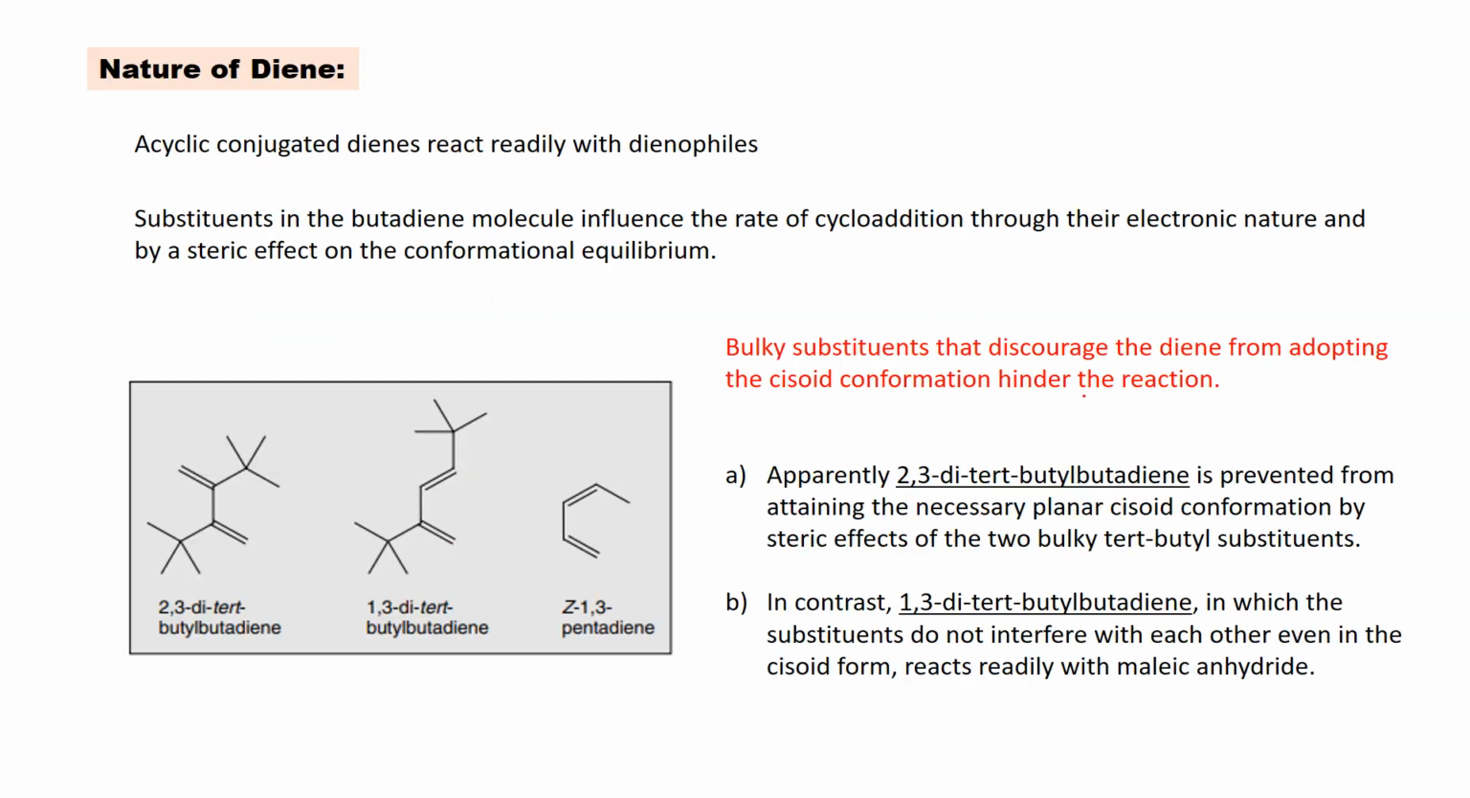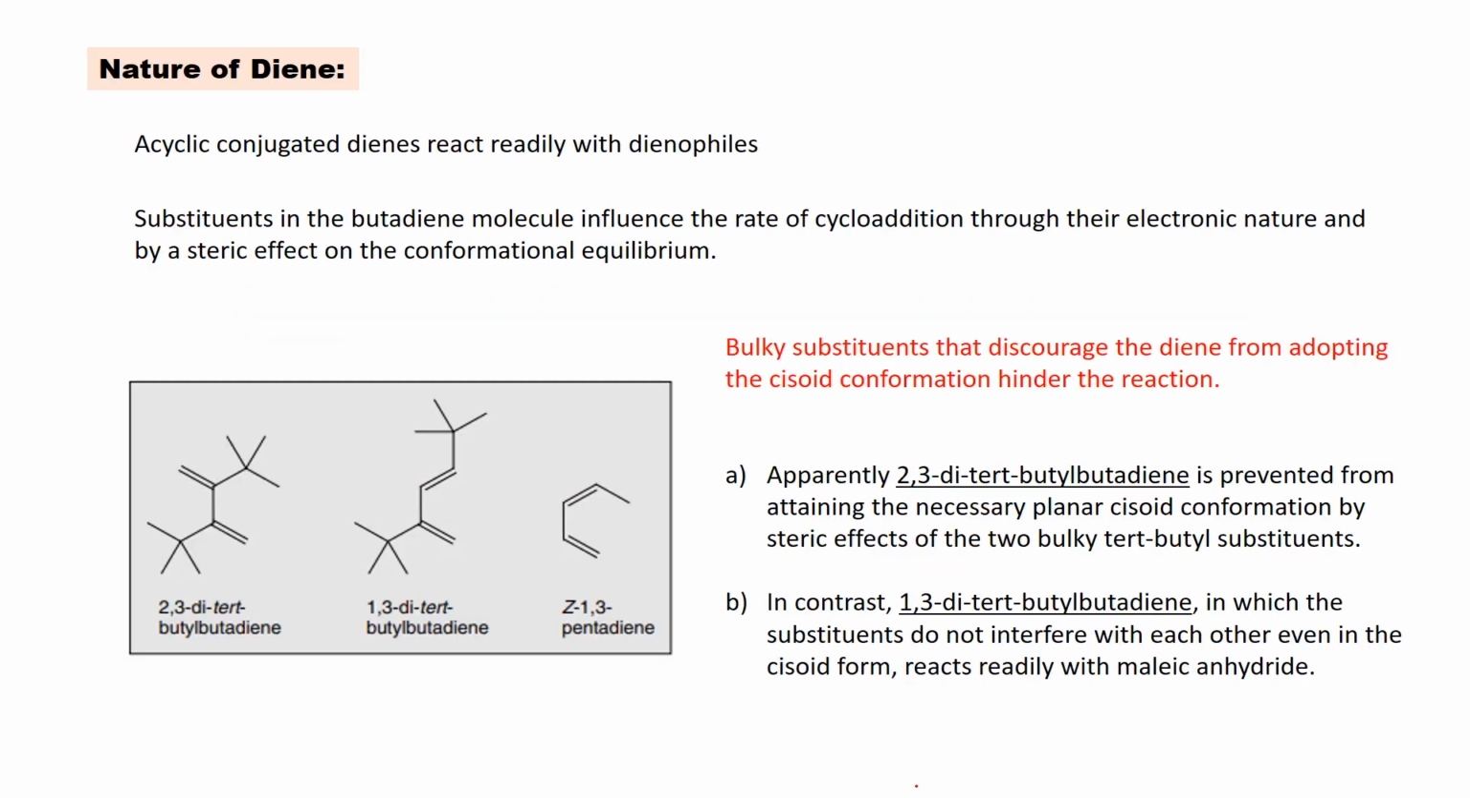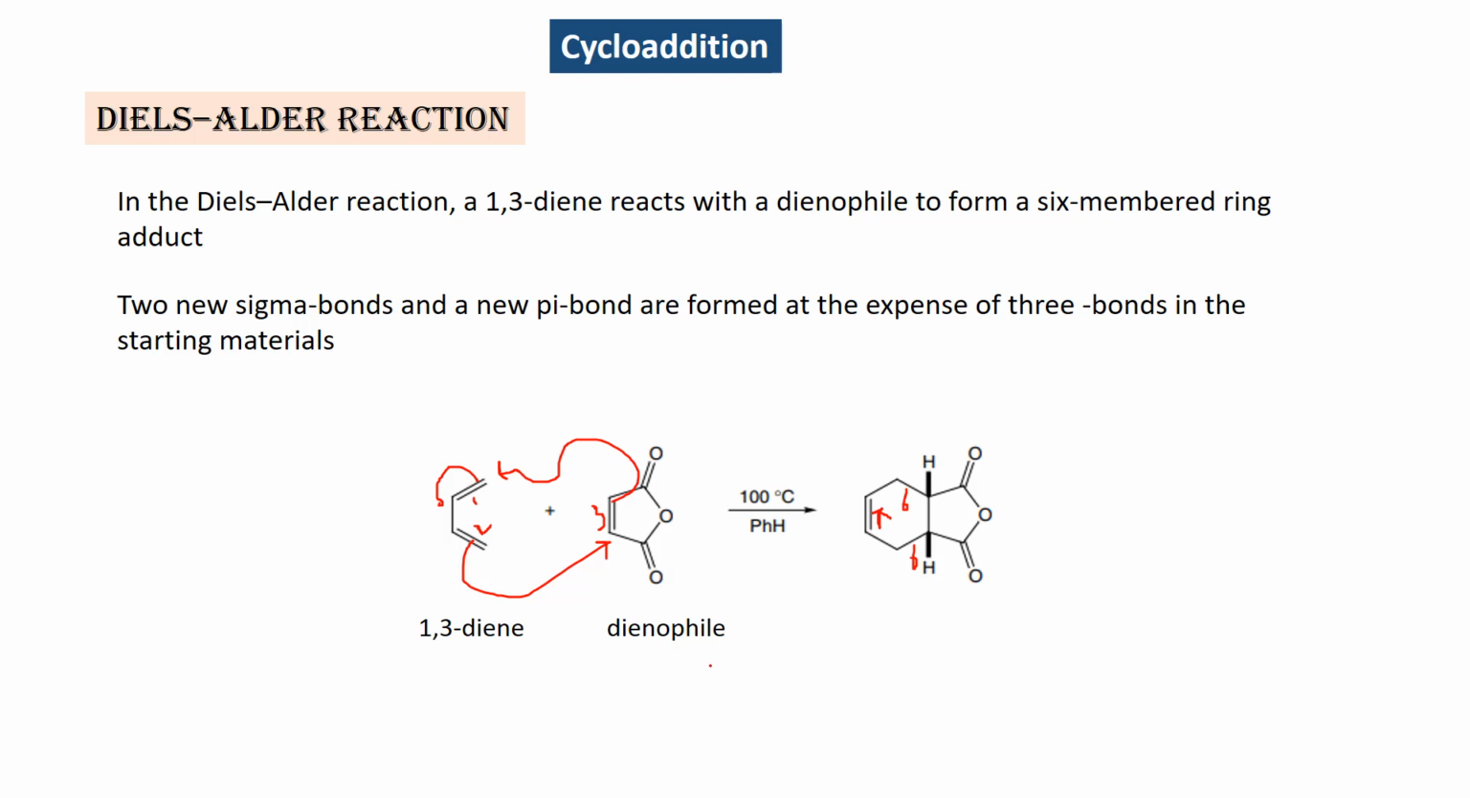So an acyclic conjugated diene can react also. Here we have taken this acyclic diene, but there is a requirement. For the diene to react, it has to be cis. Otherwise, this arrangement will not be possible. If it is trans, this part will be far from this center, so it will not be possible.